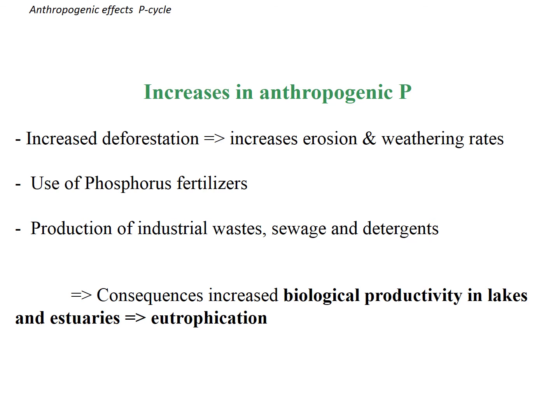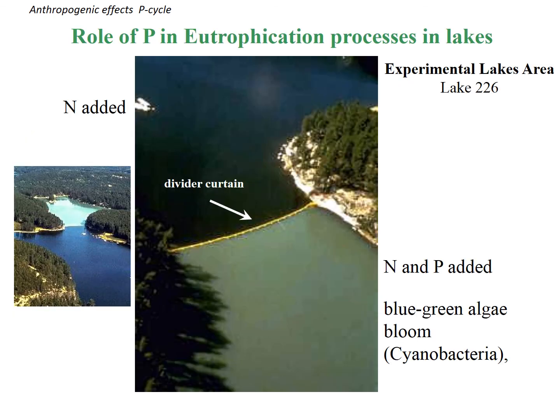We also change the nitrogen cycle because we've used up all of the oxygen because of this eutrophication process. So you can see how the cycles are kind of linked together. Okay, you can't just see one in isolation. Okay, and this is kind of a nice example of this.